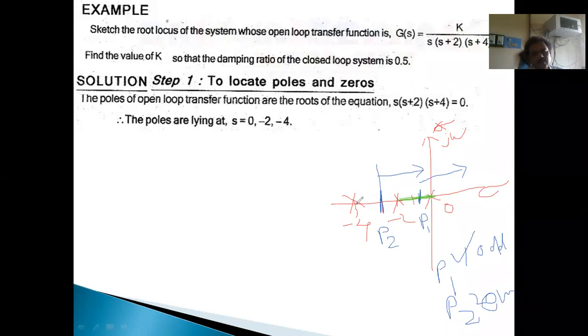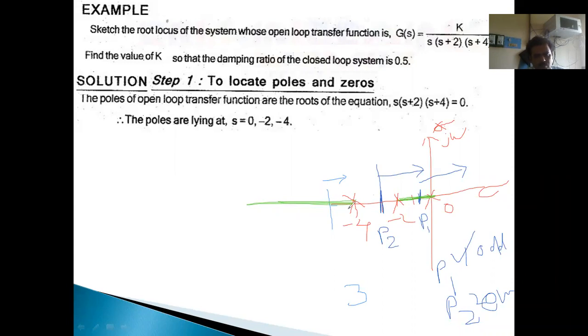Again, if we take one more test point on this side, the total number of poles and zeros on its right is 3. It is an odd number. That means this test point is on the root locus, so our root locus branch is again on this side. So the root locus is in between these two poles, and again on the left side of this pole. Is it clear? Just try to understand this one.